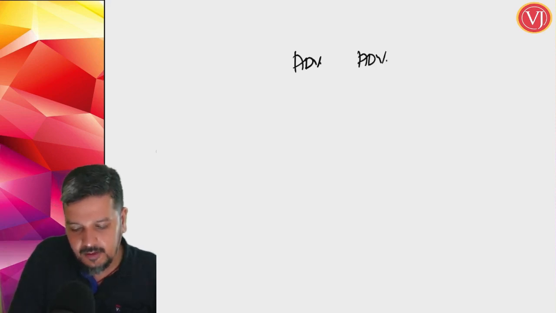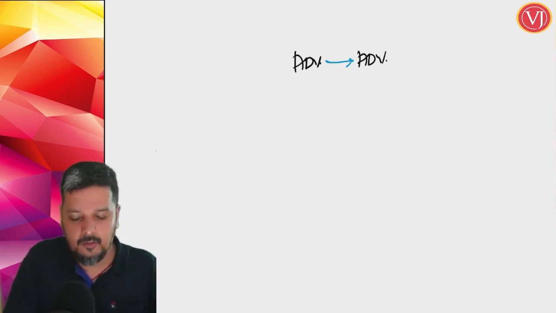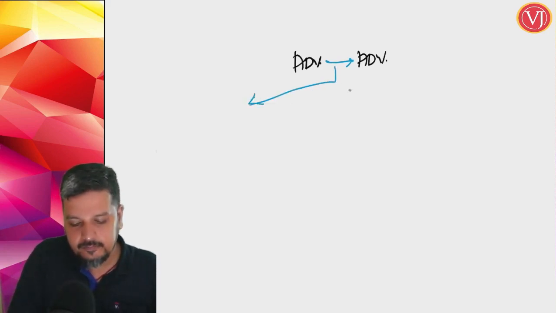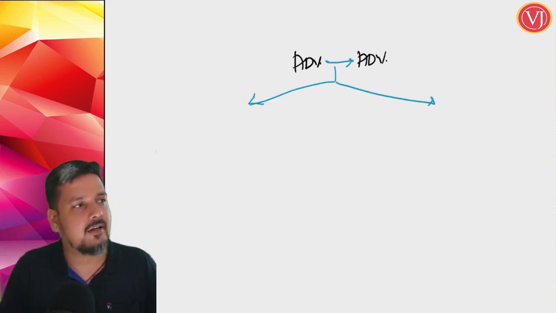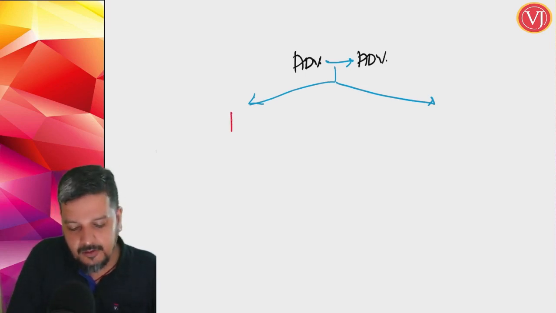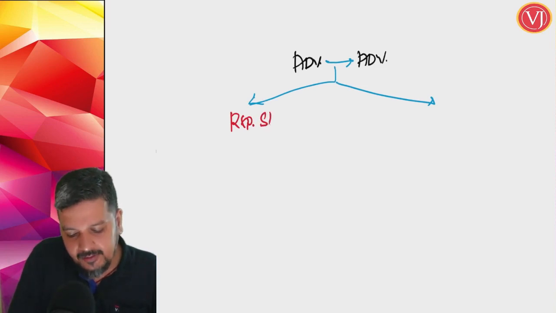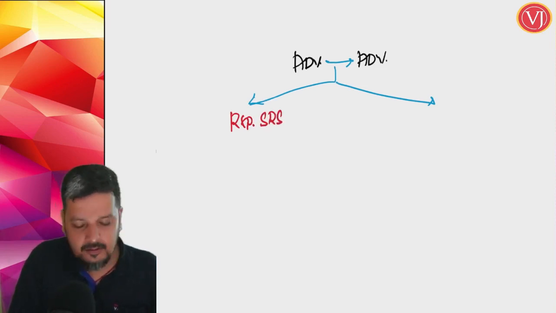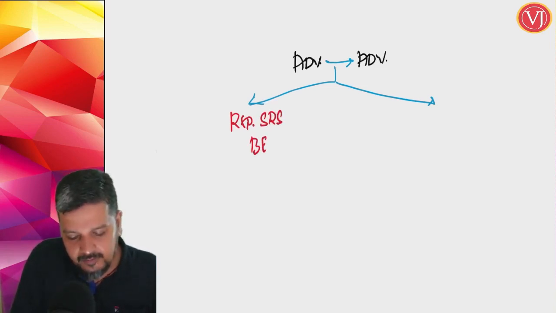Then obviously things are different. If an advocate is giving services to another advocate, how do we categorize it? Categorize it in this way. If it is representation services for a business entity in the taxable territory.